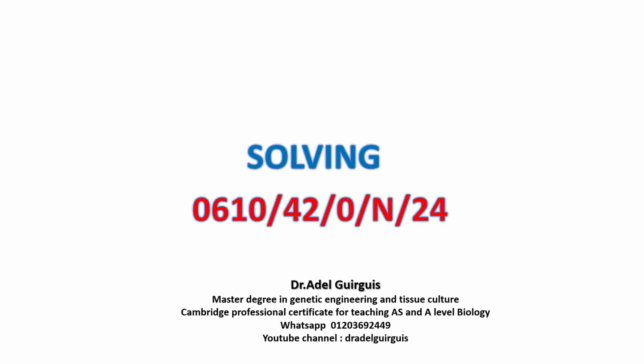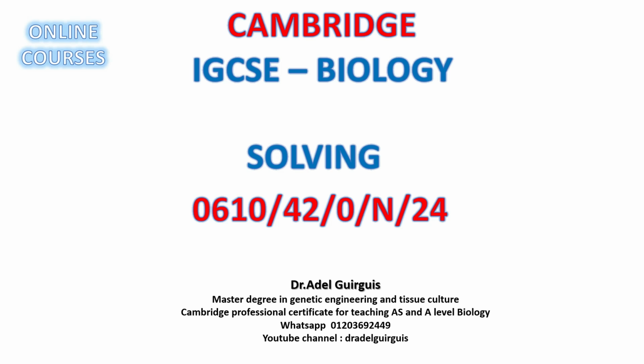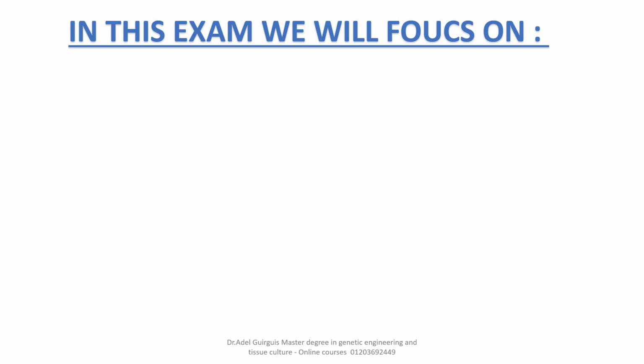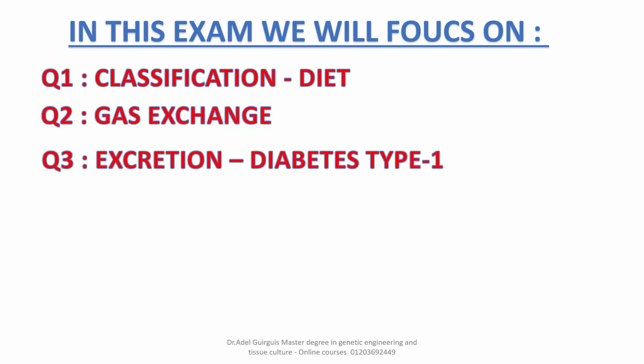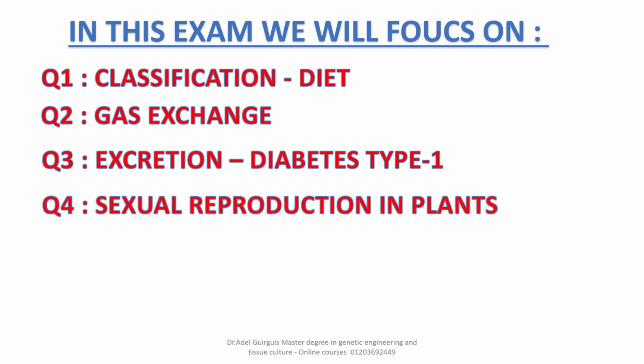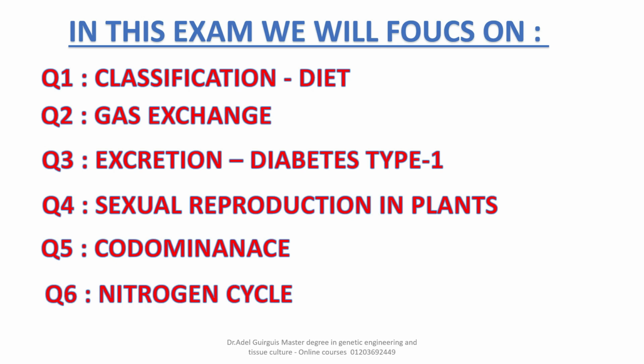Today we will solve paper 4 variant 2, October-November 24, Cambridge IGCSE Biology. Okay, let's start. In this exam we will focus on 6 questions. The first one deals with classification and diet. Second one, gas exchange. In question number 3, we focus on excretion and diabetes type 1. In question number 4, sexual reproduction in plants. In question number 5, codominance. Last one, we concentrate on the nitrogen cycle. Let's start.